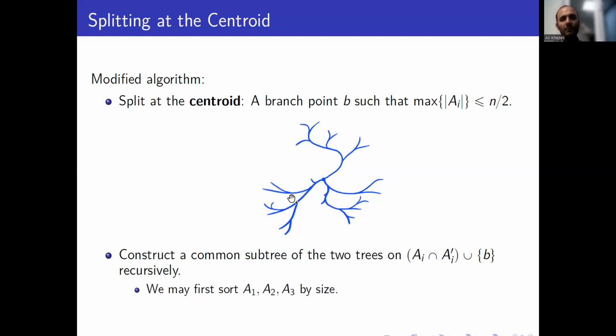And the rest of the algorithm is similar. We split at the centroid and continue similarly. But another point is that since we split at the centroid, we should number these three branches 1, 2, and 3. To number them correctly, we sort them by size.